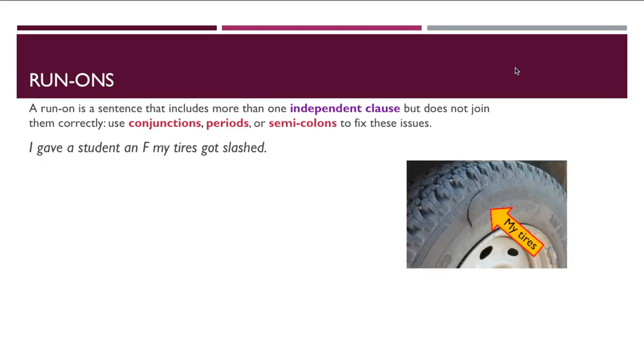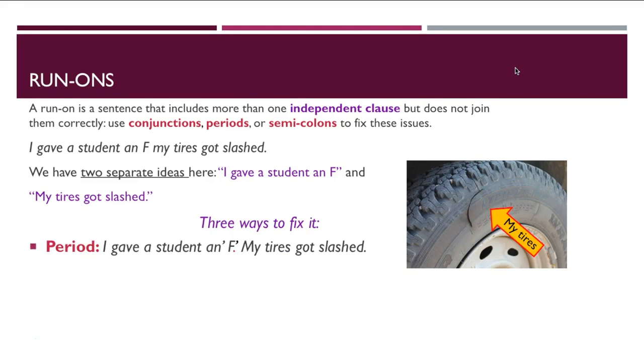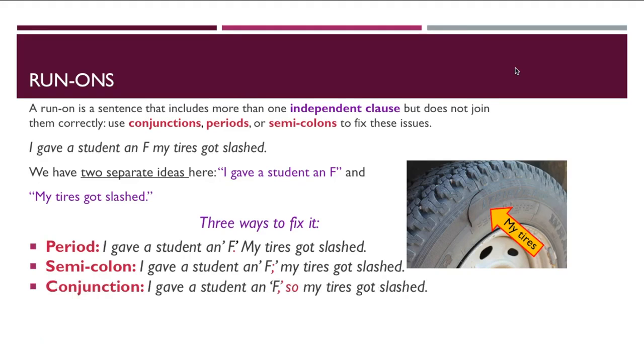Here's an example. I gave a student an F, my tires got slashed. Cold-blooded. We have two separate ideas here. Here are 3 ways to fix it. 1. A period. I gave a student an F. My tires got slashed. 2. A semicolon. I gave a student an F; my tires got slashed. And 3. A conjunction. I gave a student an F, so my tires got slashed.